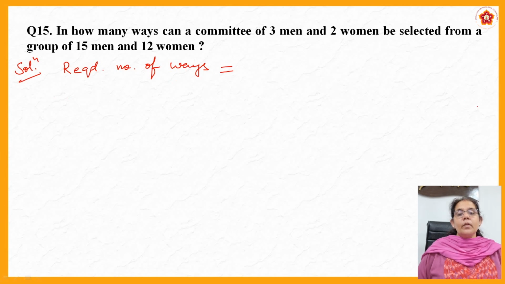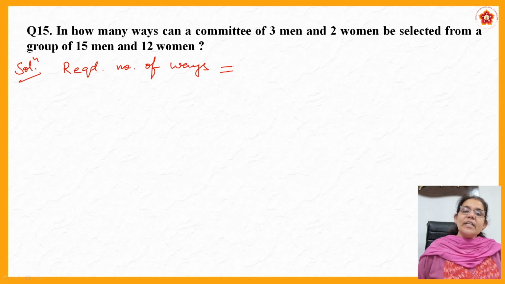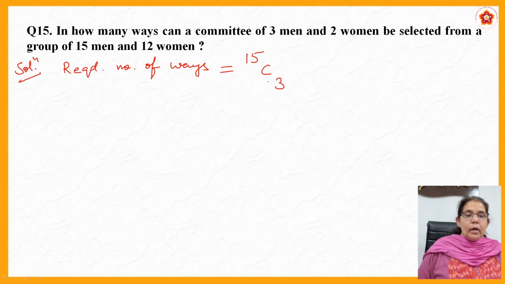You see, a committee of 3 men and 2 women has to be selected out of a group of 15 men and 12 women. So from 15 men, how many men have to be selected? 3. And from 12 women, how many have to be selected? 2.